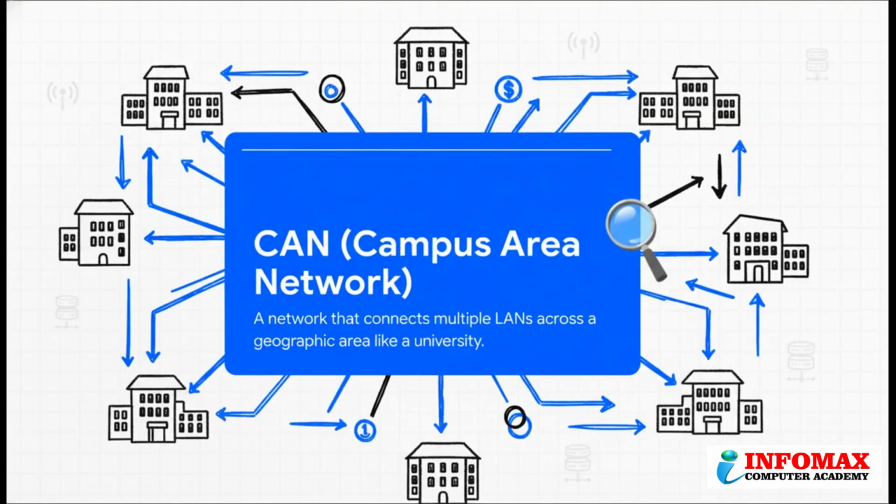Okay, so what happens when you've got a bunch of buildings and each one has its own LAN, but you need them all to talk to each other? Well, that's where a campus area network, or a CAN, comes in. It's basically a network of networks. Its whole job is to link all those separate LANs together.